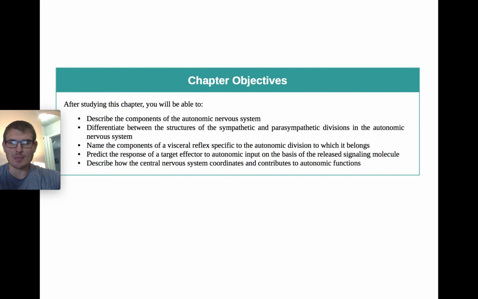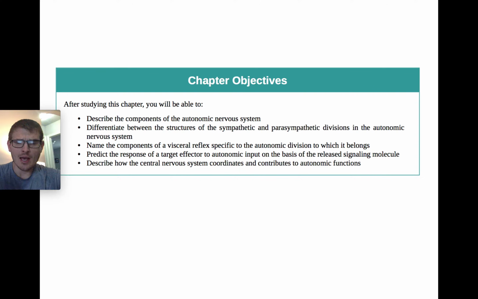So, some of our chapter objectives. Keep in mind, we're still going to be utilizing a lot of our fundamentals from chapter 12 regarding things like EPSPs and IPSPs, neurotransmitters, and components of a neuron, including cell body and axon terminal. So just know that that stuff is not going away, and it's going to be essential to our discussion here on the autonomic nervous system.